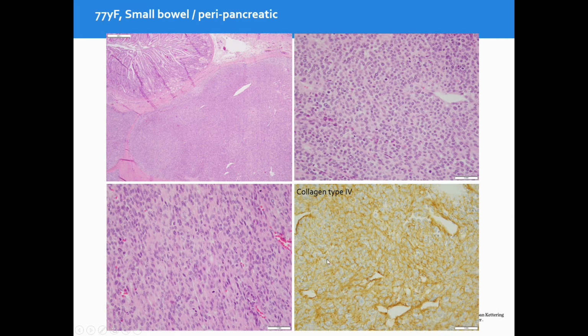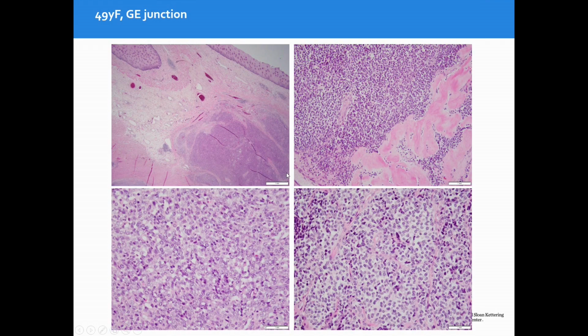Here's an example of a diffusely positive collagen type 4, which is very helpful from a diagnostic standpoint. Another case in the GE junction, and this case showed very similar collagen deposition, very similar to what was seen in our case, had these areas of almost undifferentiated round cell morphology and some areas that even showed some clearing.